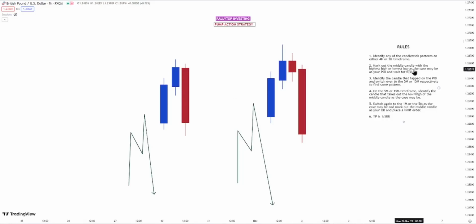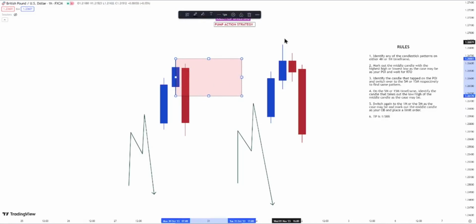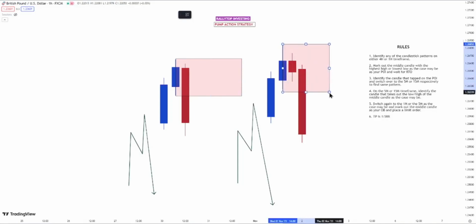So it says, mark out the middle candle with the highest high or the lowest low, as the case may be, as your POI and wait for RTO. Now, this is your POI. This is the highest high here. So this is your POI. As simple as that. Now, in this case, this is the highest high. This is also your POI. It's as simple as that. So this is your POI.